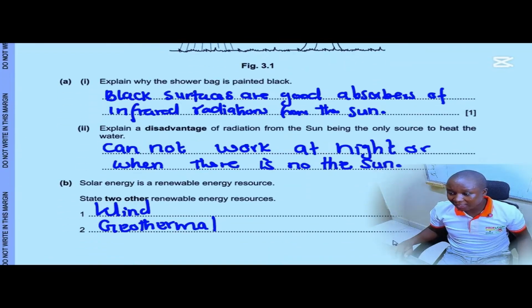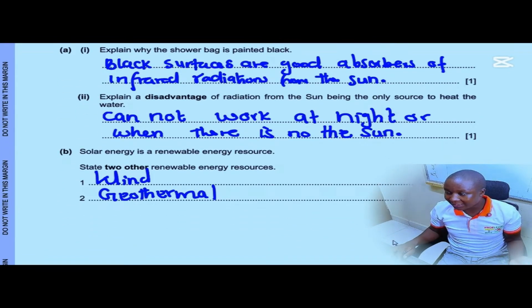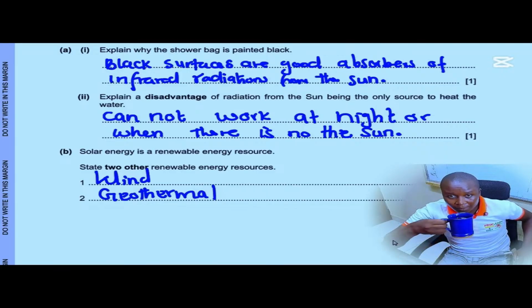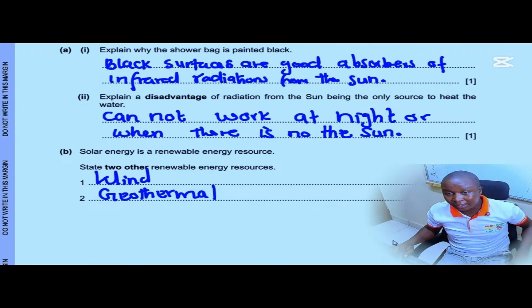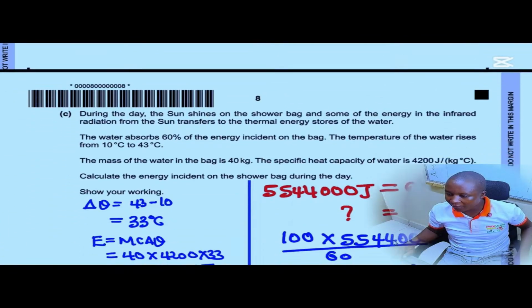What is the disadvantage? Remember, this will only work when there is sun during the day, but at night when there is no sun, it cannot work. So this is not very reliable, right? Solar energy is a renewable energy resource. Which are the other examples? We have wind, geothermal, tides, and many others. So check on that as you are revising.